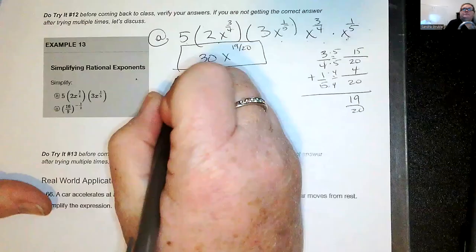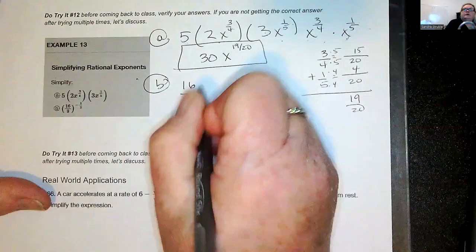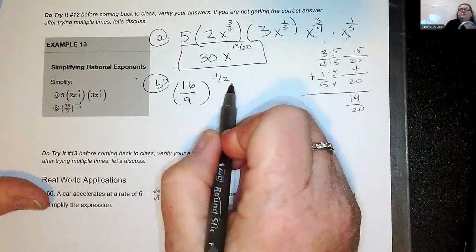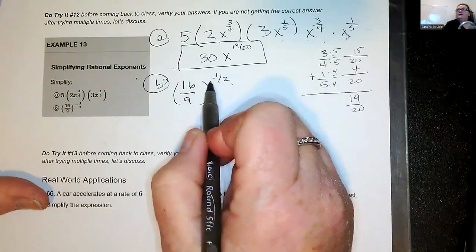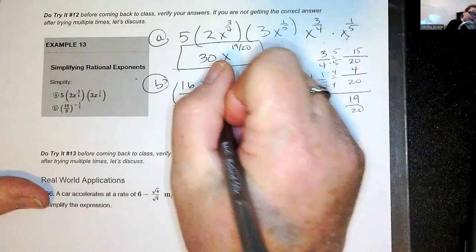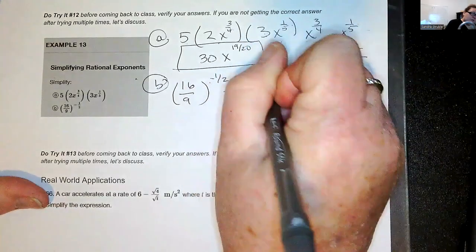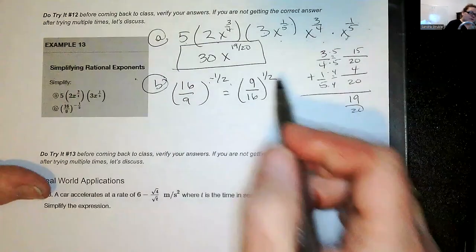All right, B. We've got 16 over 9 raised to the negative 1/2. Well, power over root is great. This is just going to be a square root. But we have a negative. Negative means inverse, so we have to flip our fraction. So to get rid of the negative, we'll start by going, okay, 9/16 to the 1/2. Negative's gone. Boom.